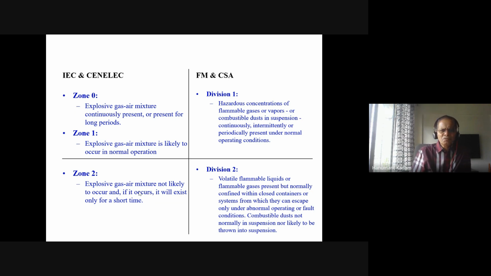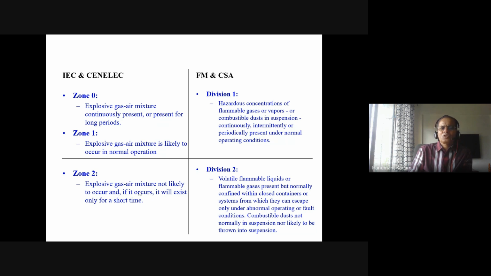For example, in the American standard, the prominent organizations are ISA and CENELEC. They specify zone 0, zone 1 and zone 2 for hazardous areas. However, in FM and CSA, there is division 1 and division 2. So in those standards there are only two, division 1 and division 2. However, in the other standard, they say zone 0, zone 1 and zone 2.